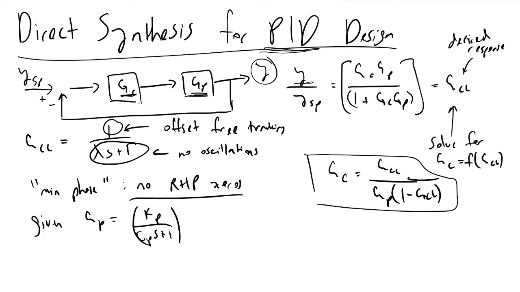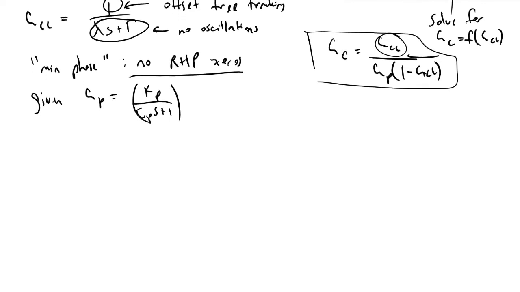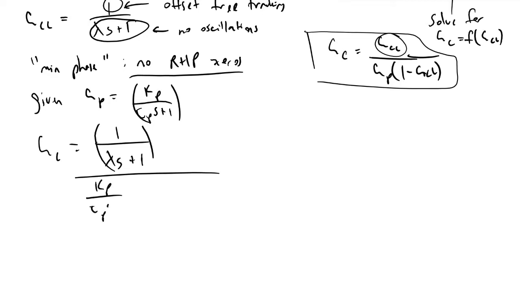And so now that we know what GC is, and we know what GCL should be for this minimum phase system that we have, we will plug and chug. And so what we'll find is that GC is equivalent to 1 divided by lambda s plus 1 divided by GP, which we've already established was Kp divided by tau ps plus 1, quantity times 1 minus 1 over lambda s plus 1. And so you'll note here how this is really equal to lambda s over lambda s plus 1.